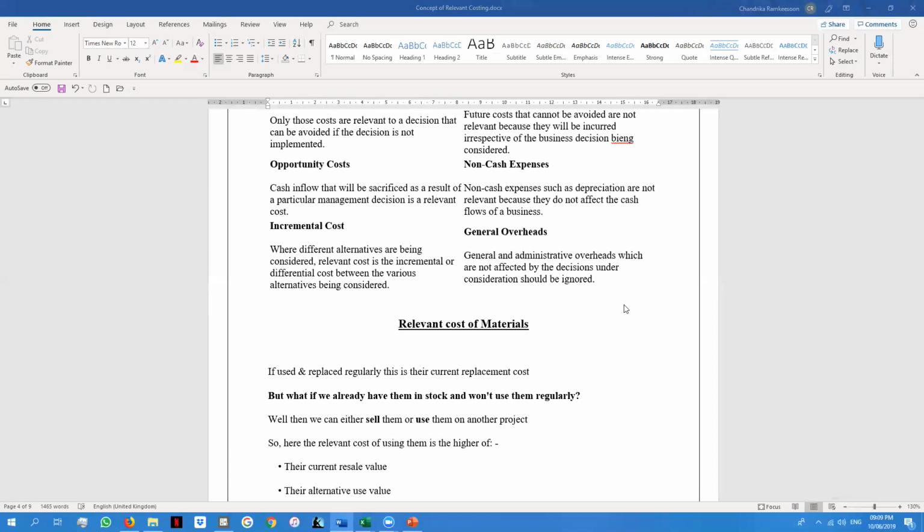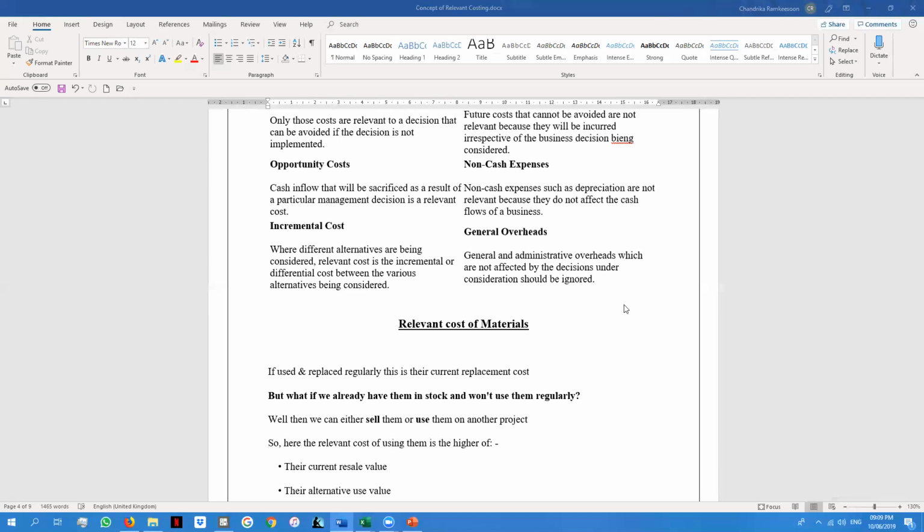Because the way we will analyze is still using our three conditions. If the special order is to be undertaken, the company would be unable to make the $2,000. Whereas if the project is not to be undertaken, the company will be able to sell it as scrap for $2,000, and therefore the relevant cost of the material will be $2,000.